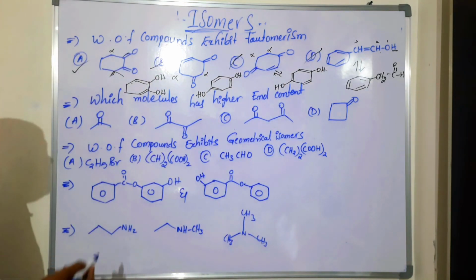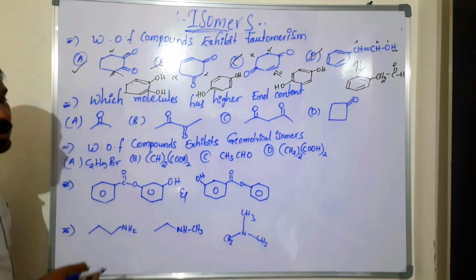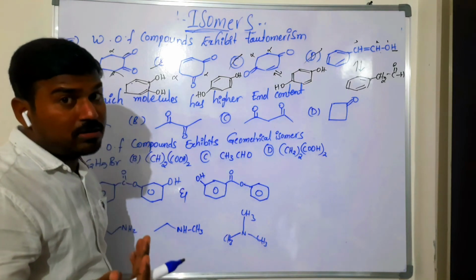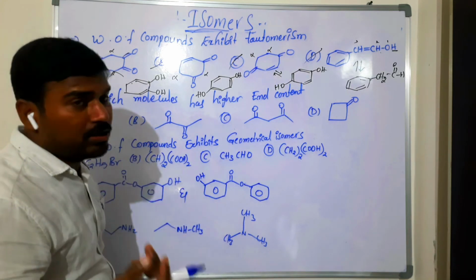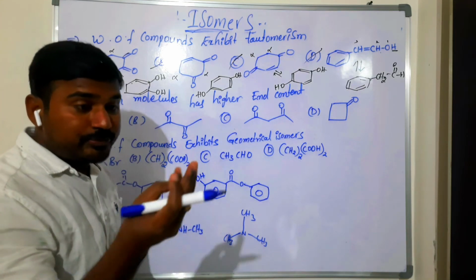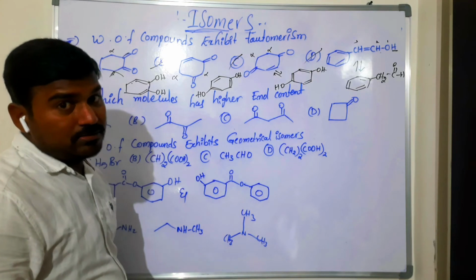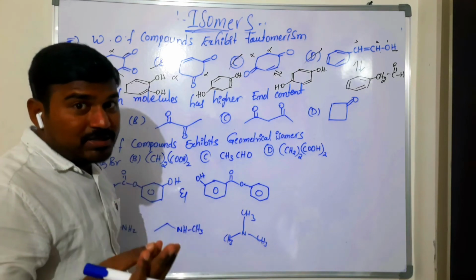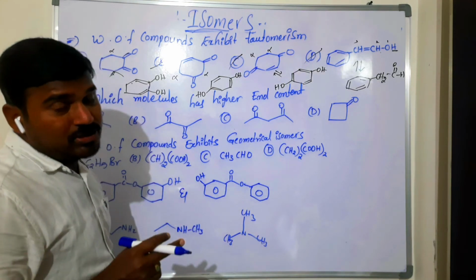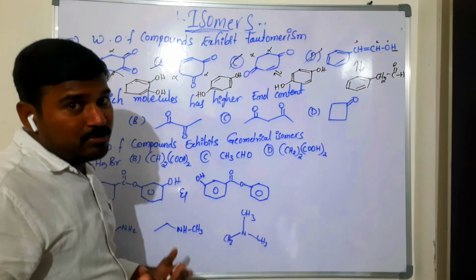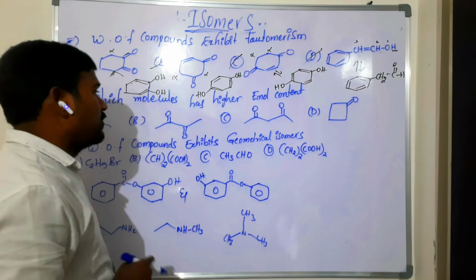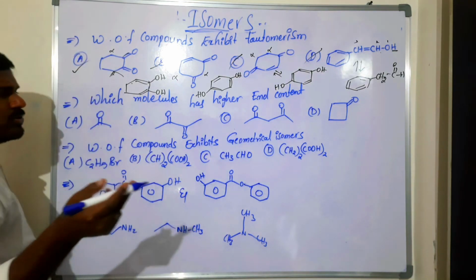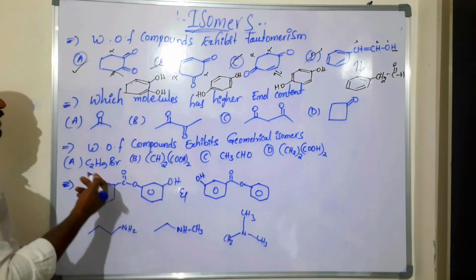Next, which molecule has the more enol content? I made a separate video on tautomerism, which is very, very important. The percentage of enol content depends on the stability of the enol. That enol must be stabilized by hydrogen bond or by resonance, then it has a higher percentage of enol content. It also depends on the solvent. Aromaticity, all those I had explained there. You can watch that once.